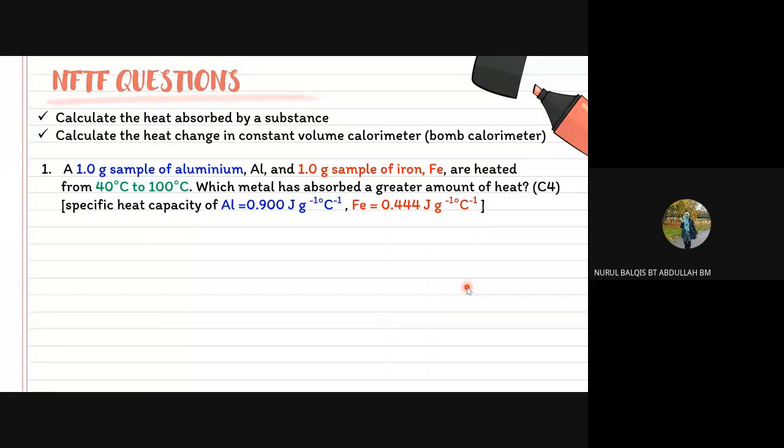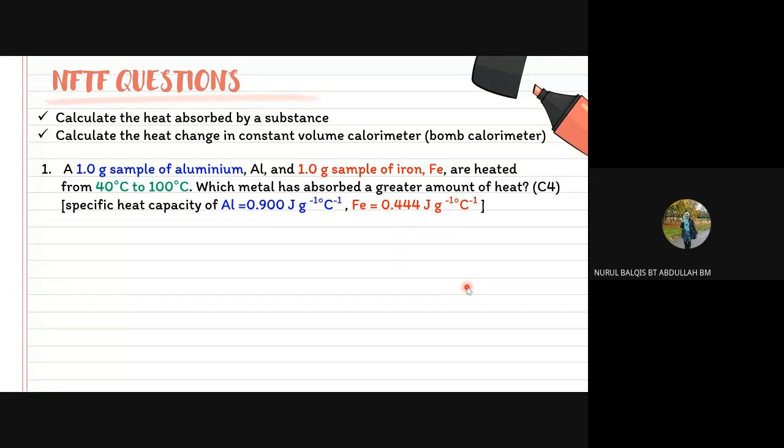Okay, dia bagi awak aluminium and iron heated to 40 to 100 degrees C. Tetapi adakah this aluminium and iron in contact or they are being conducted in separate experiment? Separate lah. Walaupun dia bagi tahu ada dua ni, dia tak cakap in contact, dia just kata which metal has absorbed a greater amount. So asing-asing lah. So calculations pun asing-asing.